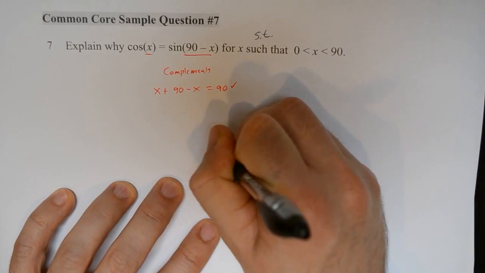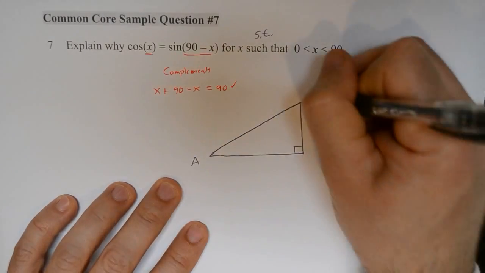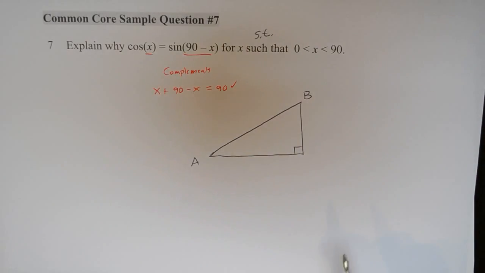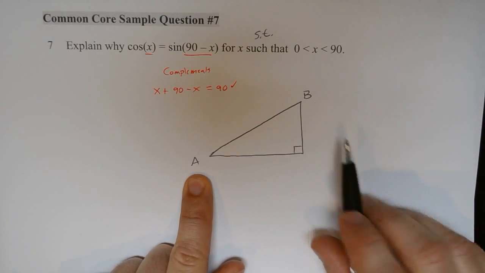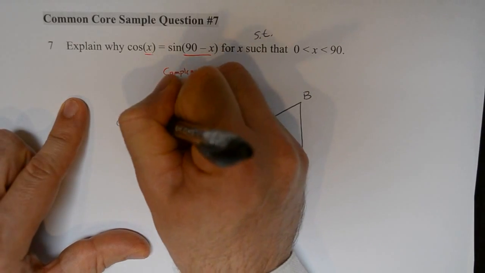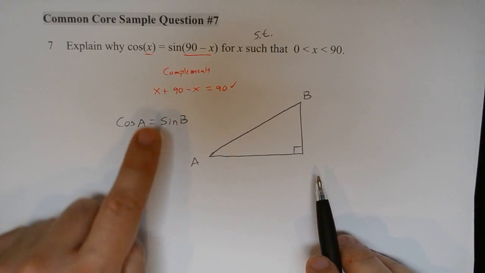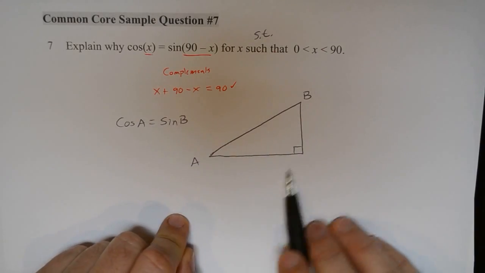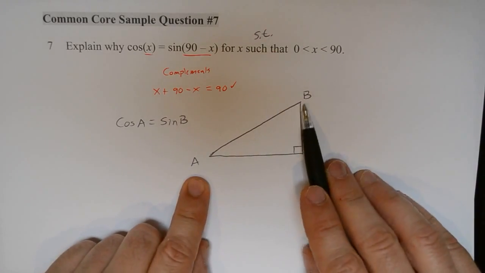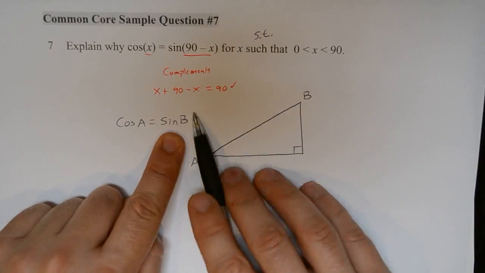So a little picture will help illustrate what I'm talking about. Let's say you have a right triangle, and we'll call this angle A, and we'll call this angle B. So clearly A and B are complementary. That means that we can rewrite this as cos A equals sine B, right? These are equivalent statements as long as I'm working within this triangle, because A and B are complementary, so it fulfills that, and cosine of the one is the sine of the other.